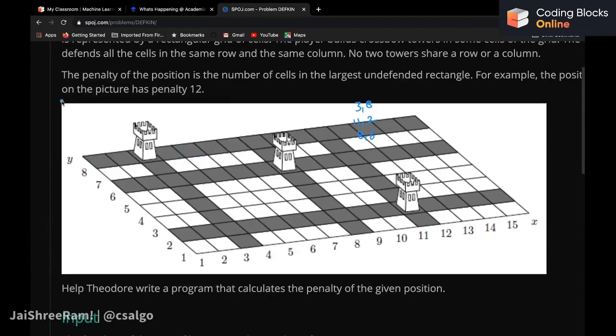rectangle. So let's talk about the solution. It's not very difficult, you can also come up with your own. So I suggest you pause this video before going ahead with the solution.